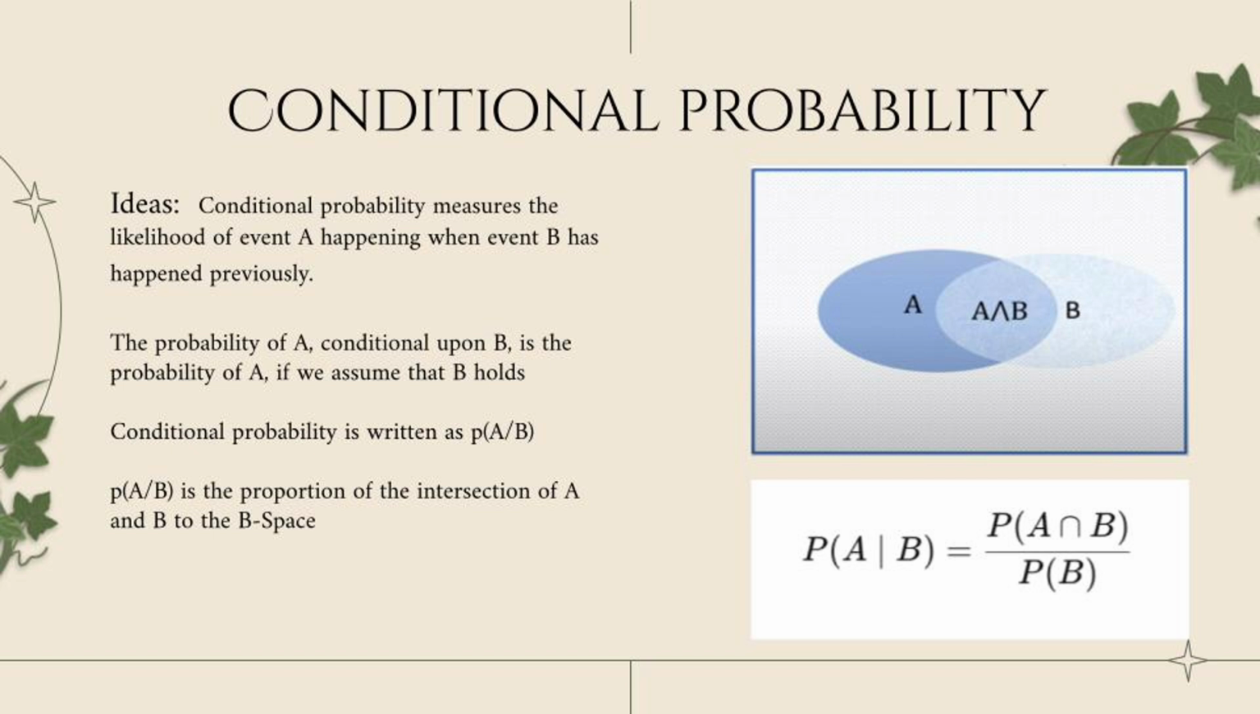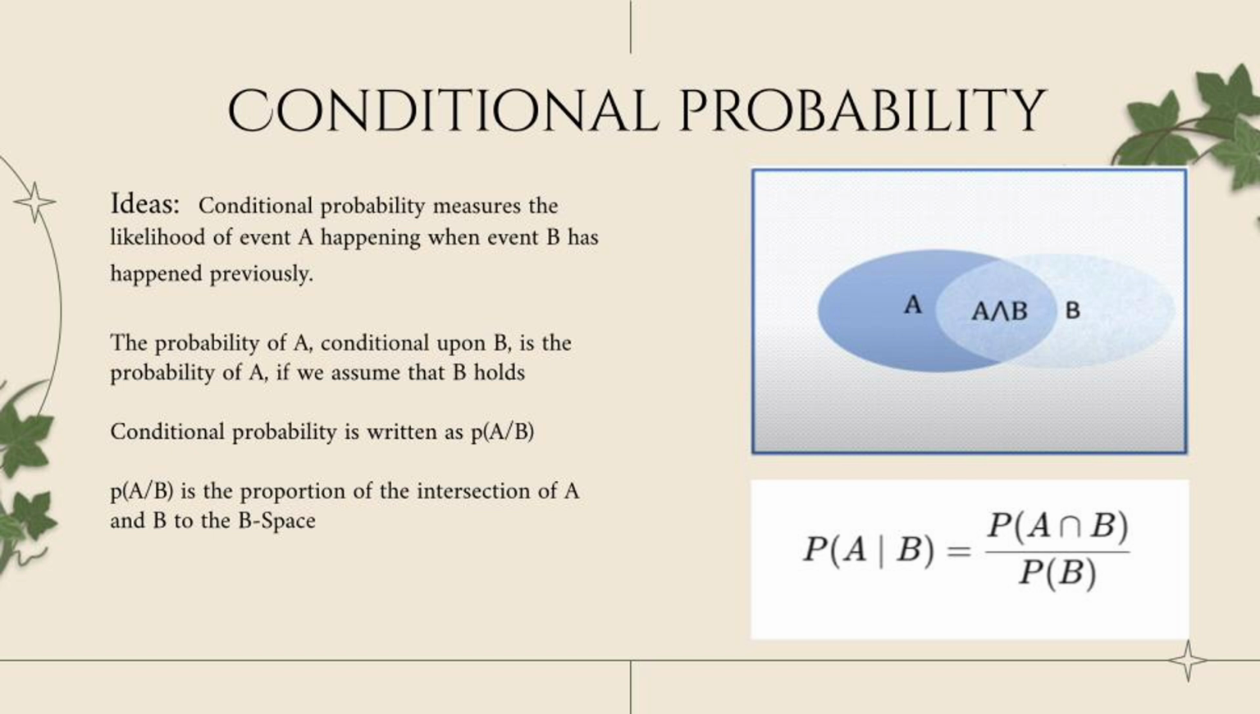We write it as P(A|B), which stands for conditional probability. If we take a look at the Venn diagram on the right side of the presentation, it shows that the conditional probability is the proportion of the intersection of A and B to the B space. Instead of comparing the proportion to the entirety of the sample, we just compare the intersection to the B space because that is what A is conditional upon.